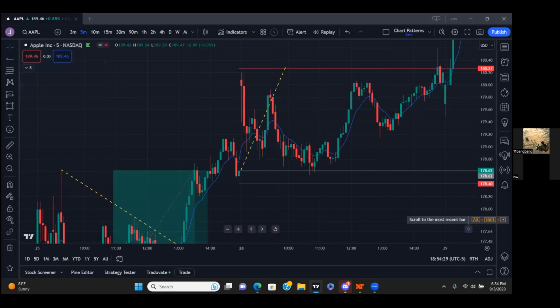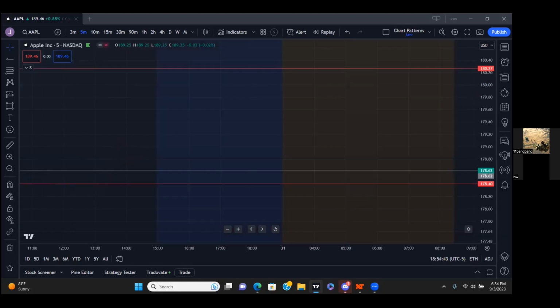There's no candles there. You see? Now the gray line is touched over there. But when you turn it back on, the gray line is touched a lot earlier, but that is not the gap fill. The gap fill for me is during market hours.